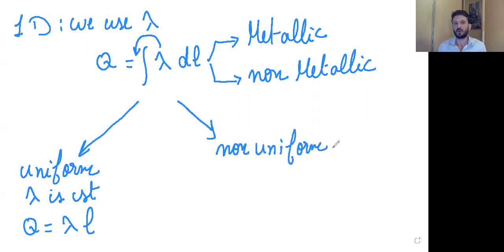In the case of non-uniform, I mean we don't have the same quantity of charge for each element. For this element here, we have 5 coulombs. For the same length element here, we have 10. Here we have 100. Here we have nothing. So lambda is not constant along the length of the object. In this case, lambda depends on the position.